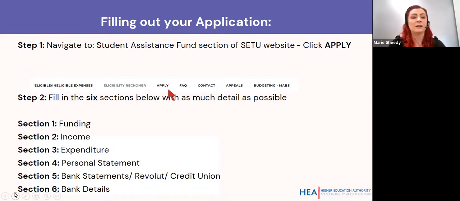So for example, if you get a SUSI grant, you will be asked to upload something to show that you received that grant. Now that could be your bank statement to show the grant coming into your bank account, or it can be your letter of award from SUSI, which shows your name and the amount of a grant that you receive every month. And that applies throughout all sections. So whether it's your funding, income, expenditure, and then for your personal statement, bank details and bank payment details, that's just information that you have to fill out and upload onto the application.